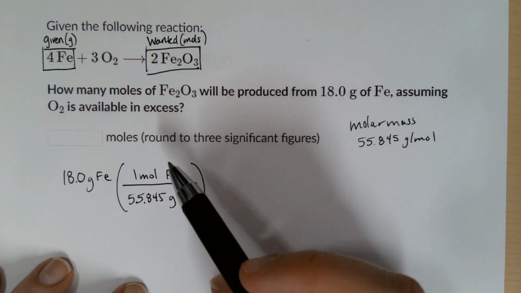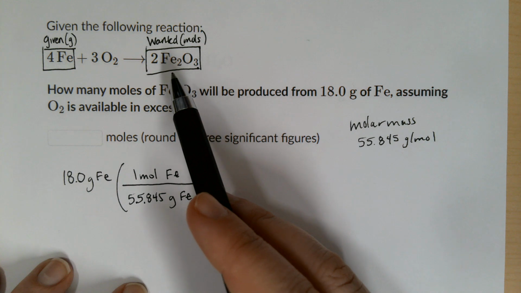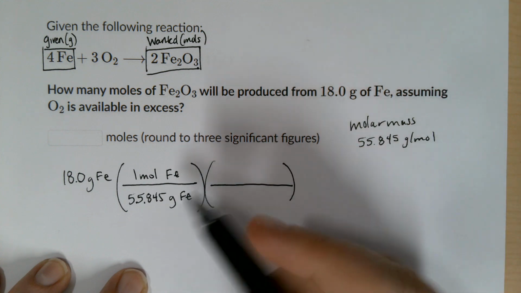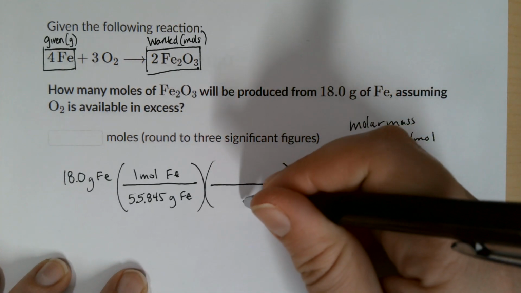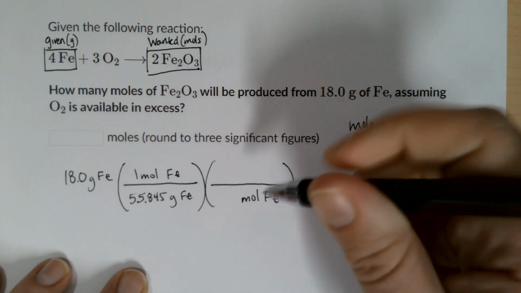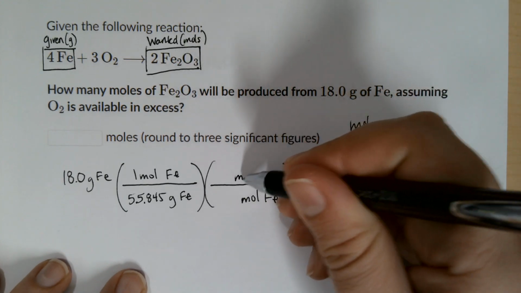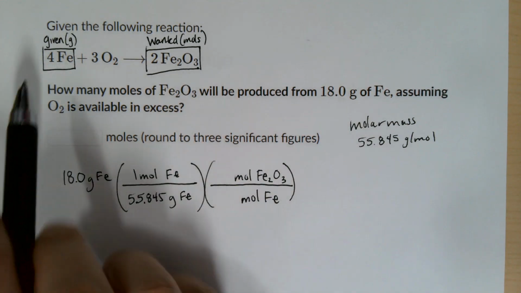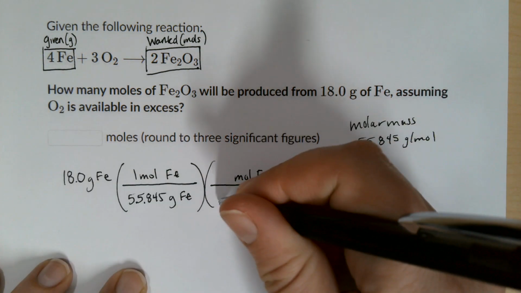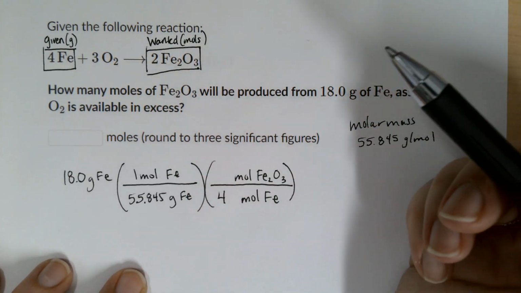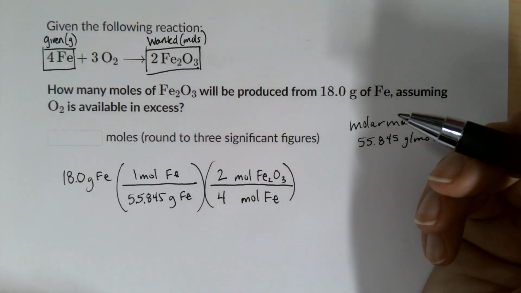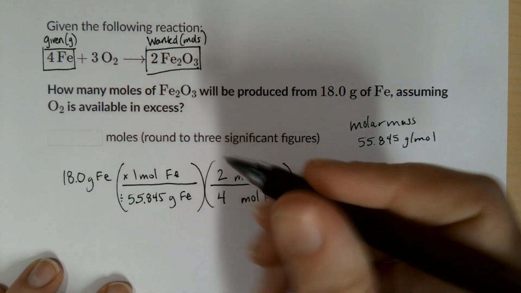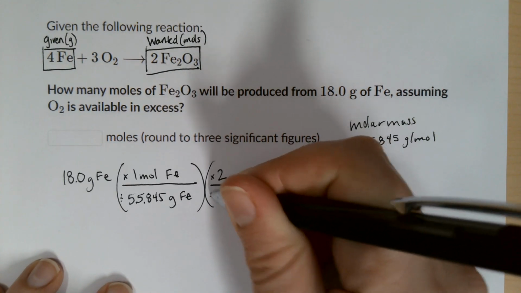Now we have to convert from moles of iron to moles of iron oxide. This one's a little bit more complex than the other one. We want to cancel out moles of iron, so I'm going to put moles of iron on the bottom, and we want to get moles of iron oxide. You might be wondering what numbers go here. They are simply the 4 and the 2. The 4 goes with the iron, so the 4 goes in the denominator, and the 2 goes with the iron oxide in the numerator. So 18 times 1 divided by 55.845 times 2 divided by 4.